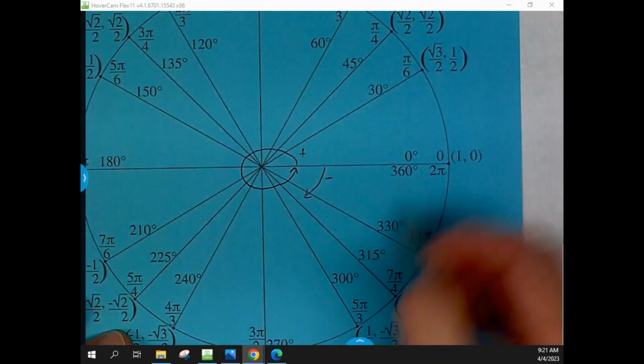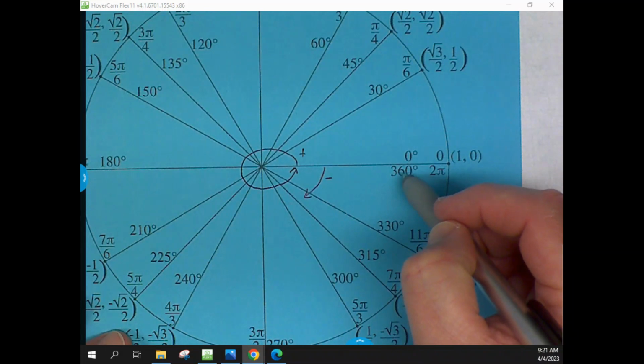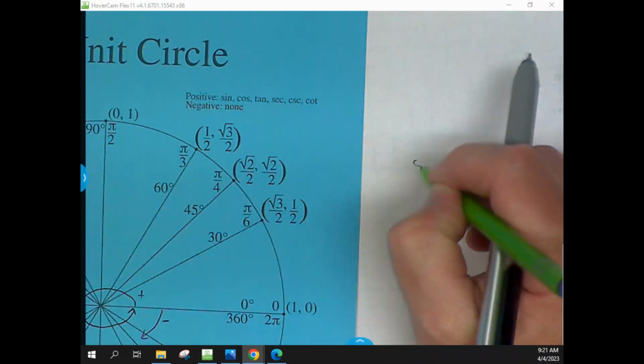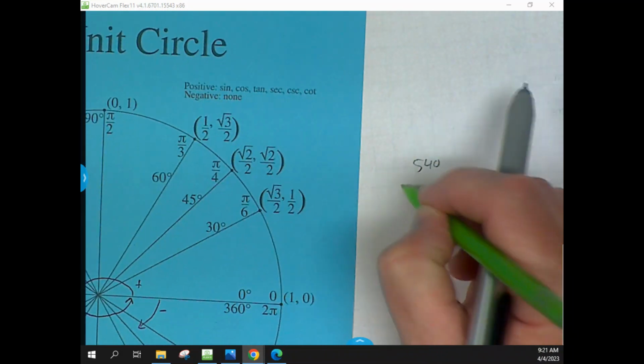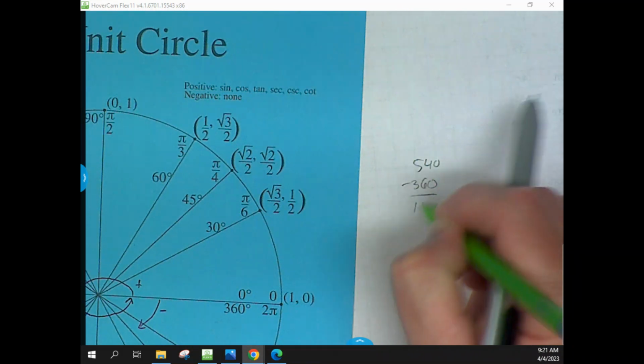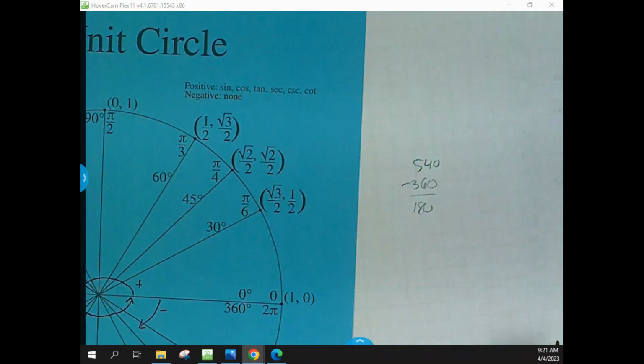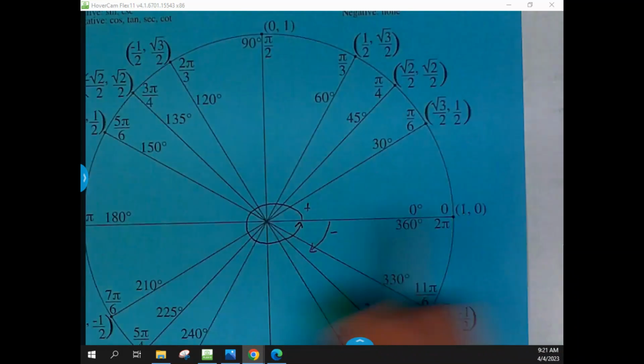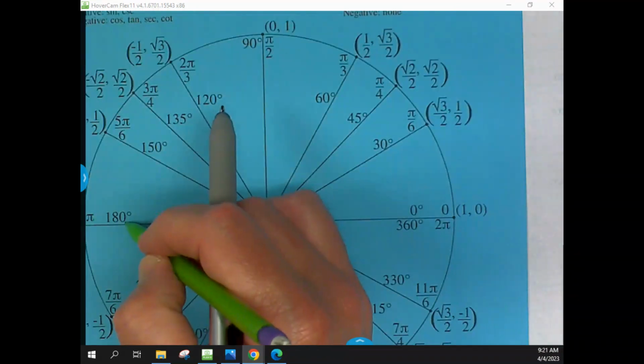Same thing if it asks for 540. Well, 360 would get you to here. If you've got to get to 540, once you get back to 360 and you subtract those numbers, that means you've got to go 180 more degrees. So if 360 will get you to here, then you've got to go 180. That would get you back to there.